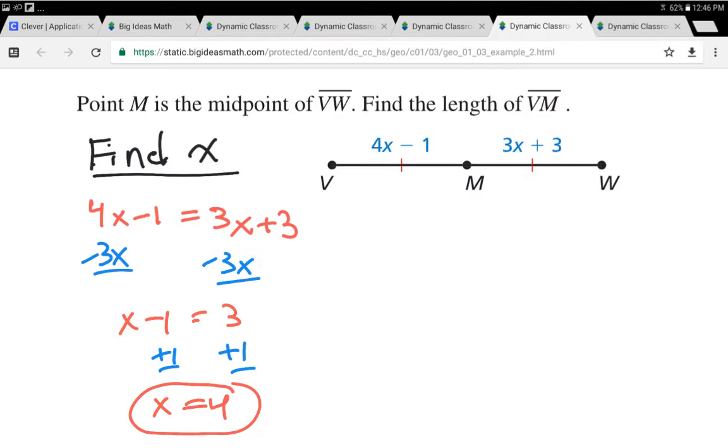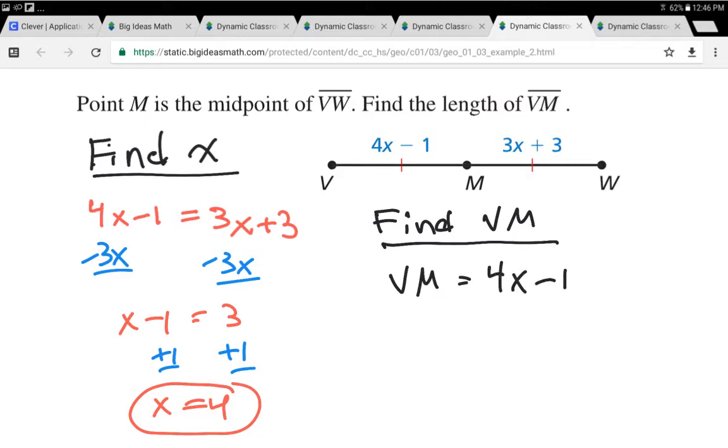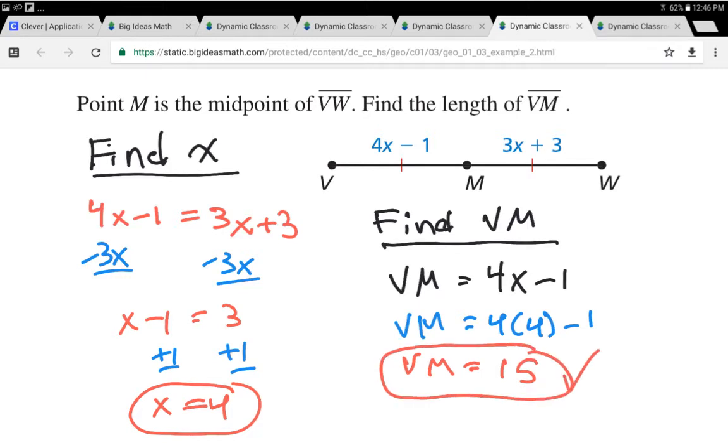Now for the second part, we are going to find VM. All right, so VM equals 4x minus 1. So we'll do our substitution. VM equals 4 times 4 minus 1. And let's see, we got VM equals 16 minus 1, 15 units. And there's our end answer.